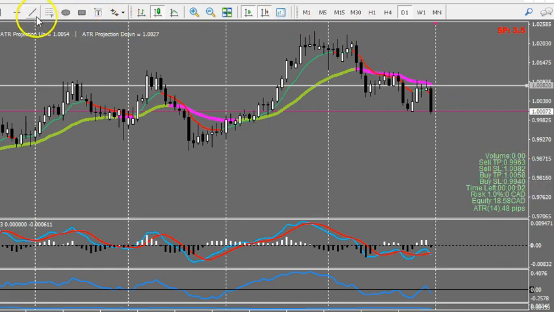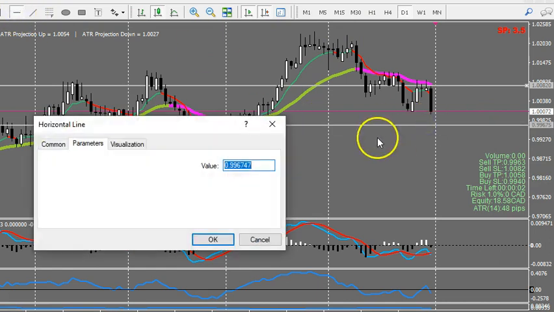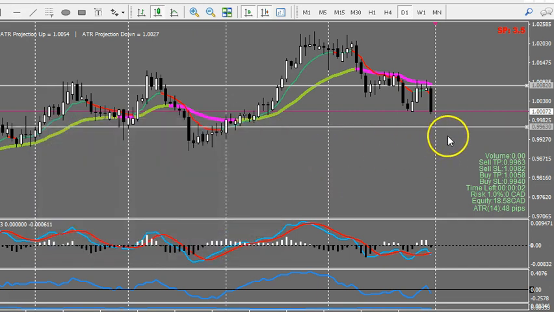0.9963. So I'm going to put in another horizontal line, go above the chart, and let's do this. Put your horizontal line anywhere, then go back to the parameters, the value, and just change it. In this case, the TP, the take profit, is 0.9963. Okay, 63, there you go. Click on OK.